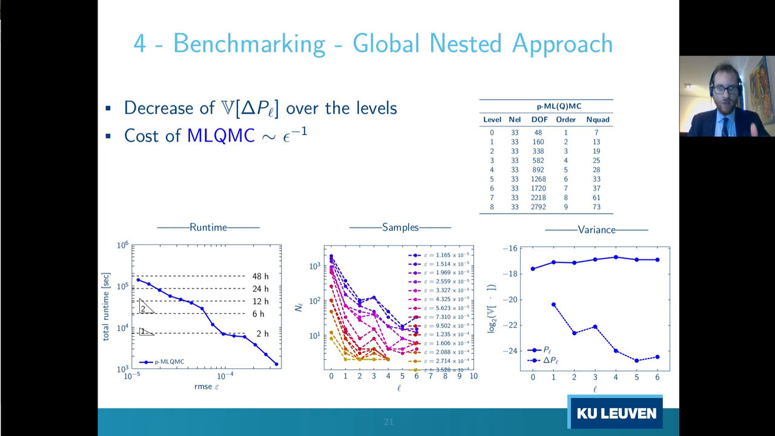Here I show it to you with more levels. We have chosen a total of 9 levels, so 0, 1, 2, 3, 4, 5 until 8, with order going from 1 to 9. As you see, for the global nested approach with p-multilevel Monte Carlo, the runtime cost is equivalent to 1 over epsilon, epsilon being the tolerance that you want. The variance of the difference decreases nicely, and your samples also decrease nicely, so you have most of your samples on the coarser levels and a decreasing amount on finer levels. This is what you want.